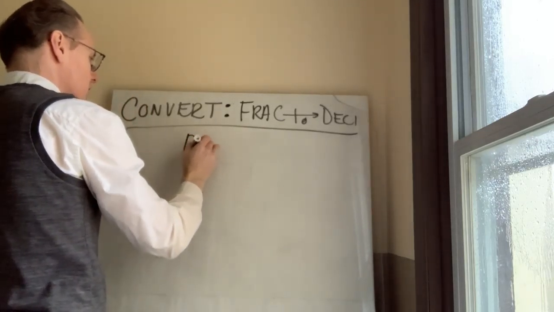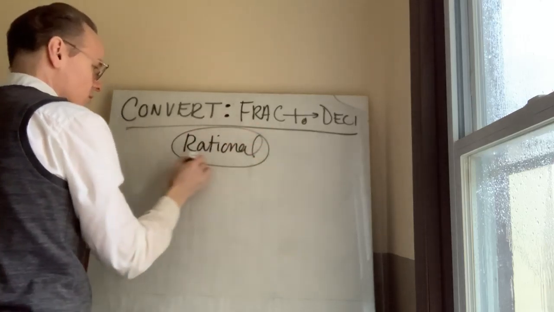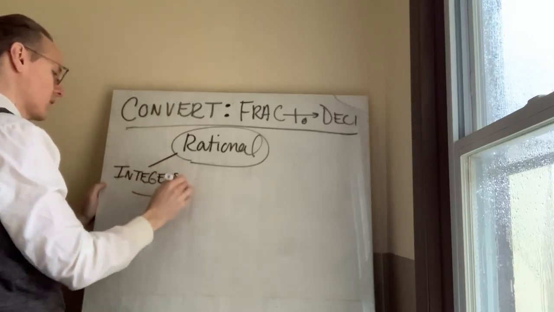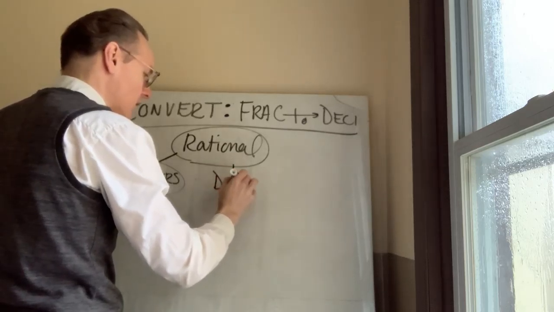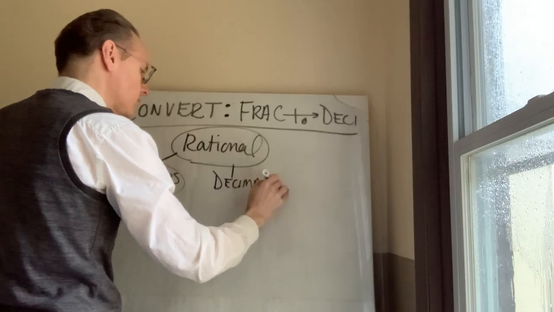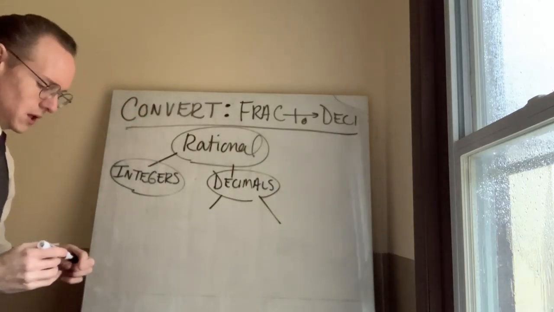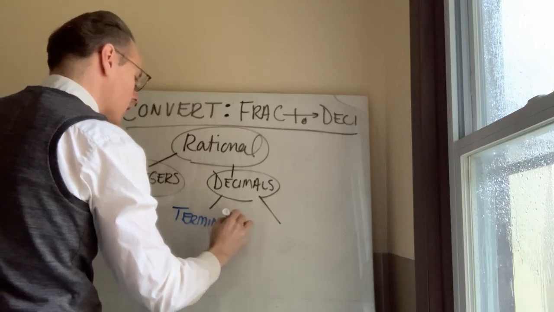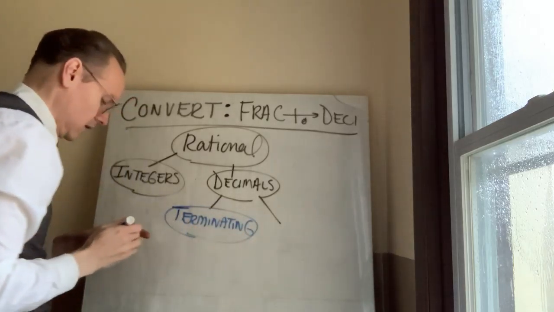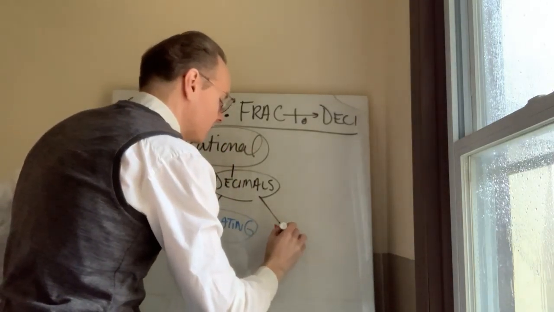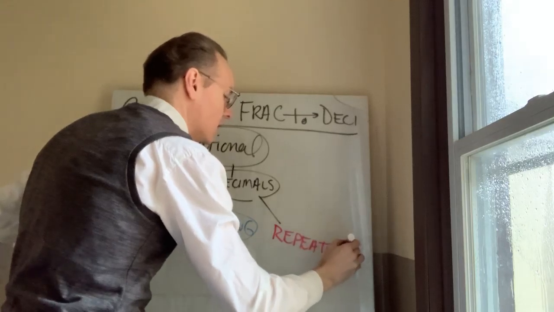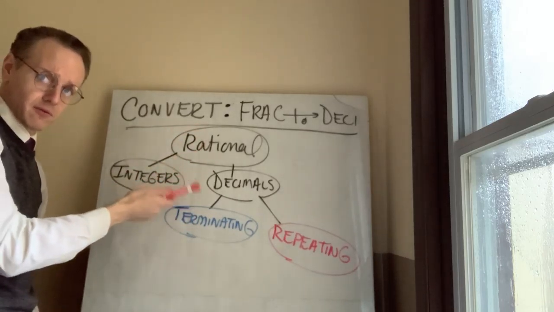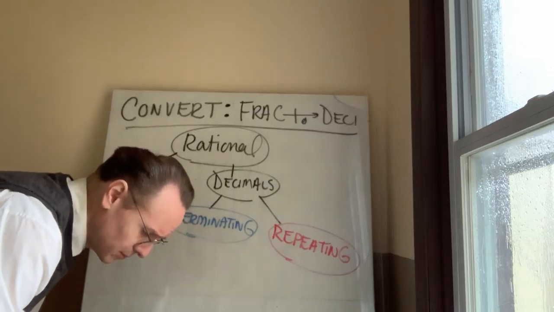Of things that are rational, there are two subcategories even further still. There are the integers, and then there are decimals, which is relevant for us now. There are two types of decimals though. There are terminating decimals, and then there are repeating decimals. These things are all under the category of being rational and therefore can be a fraction. Here are some examples of each.